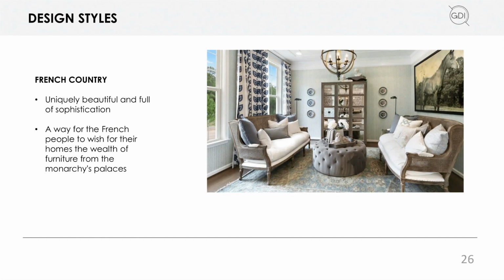Another sophisticated design is French country. This uniquely beautiful design is also called provincial country style. It is carved out from French people wishing their homes to have wealth of furniture, like the monarchy's palaces. The picture on your screen best explains the beauty of this design.